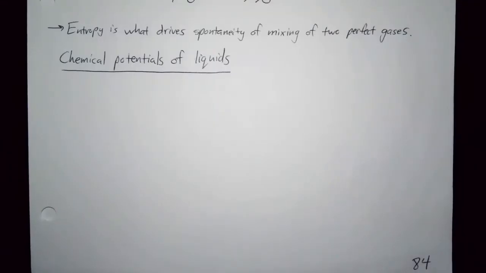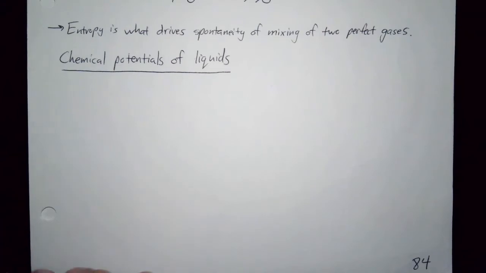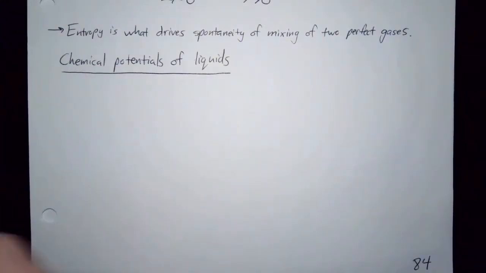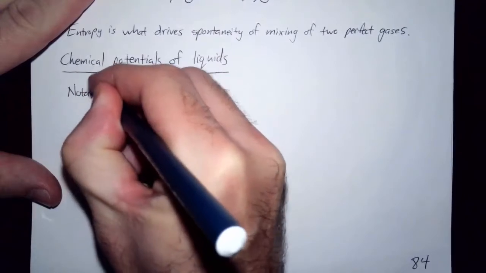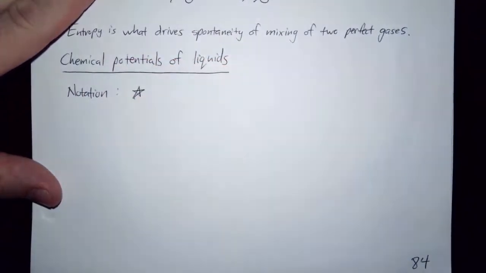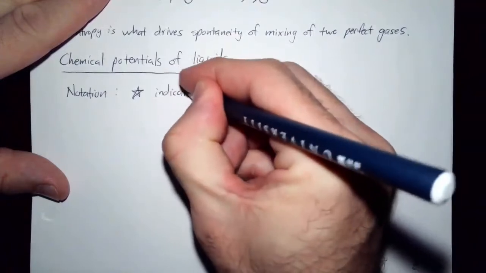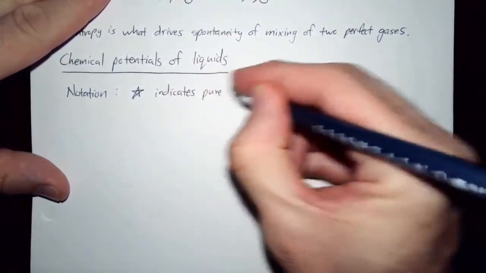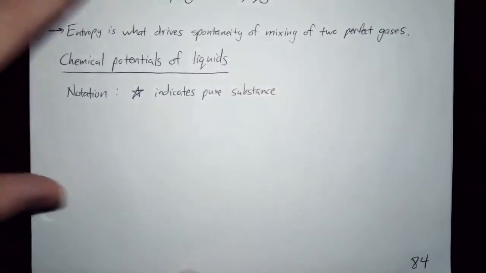Okay, I'd like to pick up where we left off last time and finish section 5A. The last topic that we have to talk about in 5A is chemical potentials of liquids. And a quick note on notation. Going forward, a star superscript is going to indicate that we're talking about a pure substance, so that we can differentiate between pure substances and mixtures.